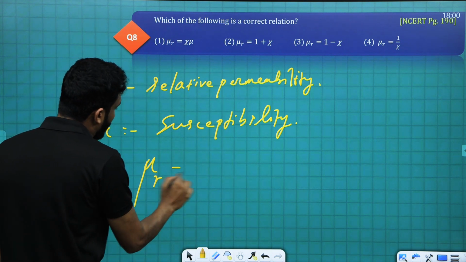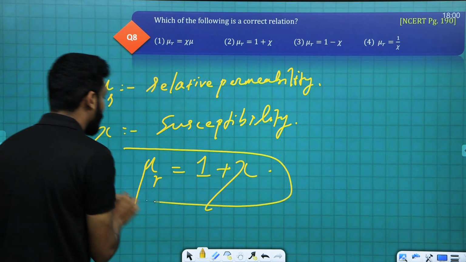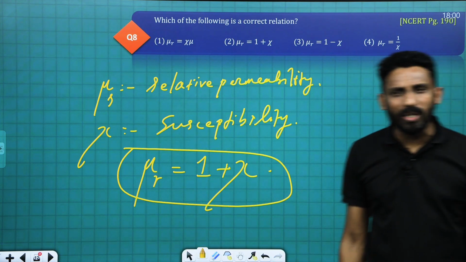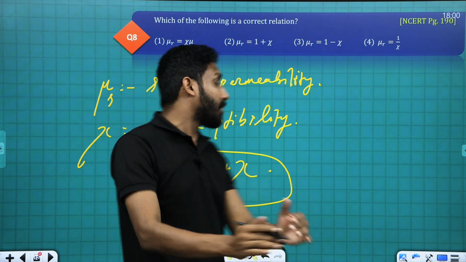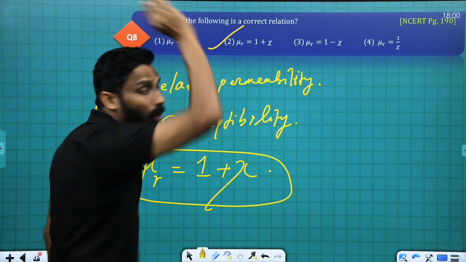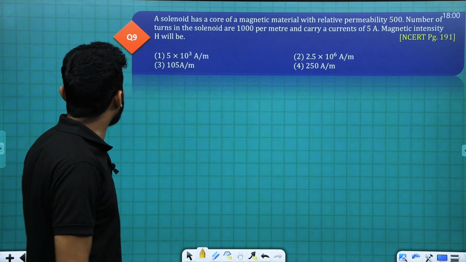So mu r is equal to 1 plus chi. We studied it. Both quantities are unitless, dimensionless. Mu r and chi both are dimensionless, and mu r is equal to 1 plus chi. The answer is option 2. Okay, good. The next one.